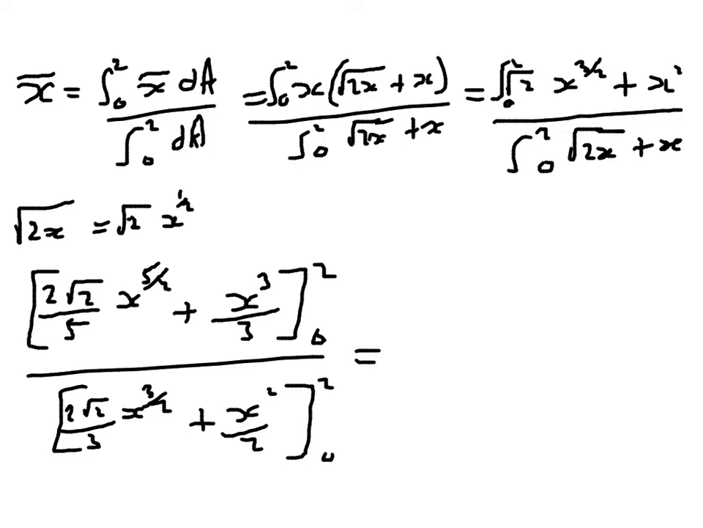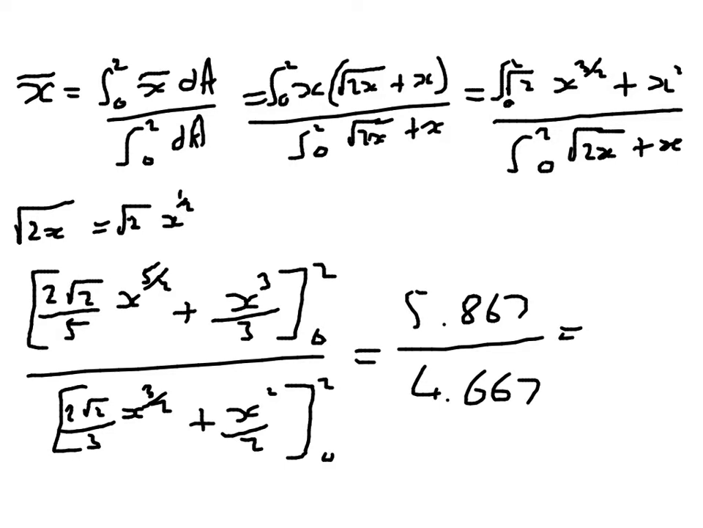If I substitute my 2 and my 0 in, I get 5.867 over 4.667, which equals 1.257 metres. So my x coordinate for my centroid position is 1.257 metres. And if you remember, we don't now need to do this bit again for our y-bar coordinate because we already have it.